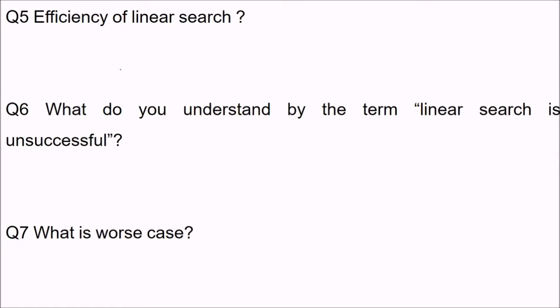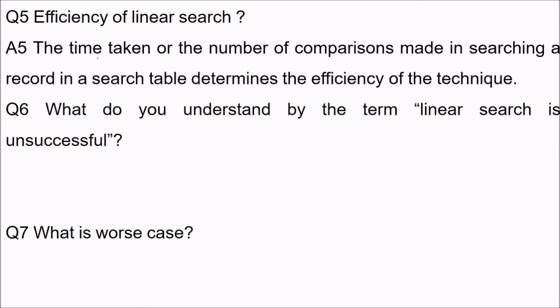What is the efficiency of linear search? As we have just discussed, the time taken or number of comparisons made in searching a record in a search table, it determines the efficiency of the technique. And in linear search, the efficiency, because we always look for the worst case, so we are supposing that the element is placed at the last position of the array. So it has to traverse n, or the algorithm has to check for each and every value. So it has to make n comparisons. So the running time or the efficiency will be order of n.